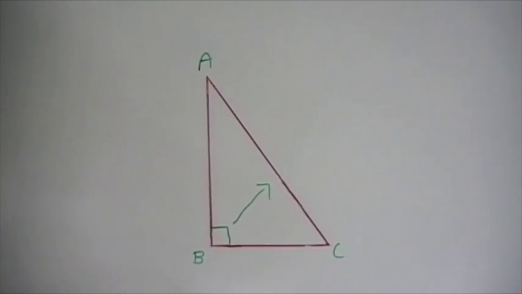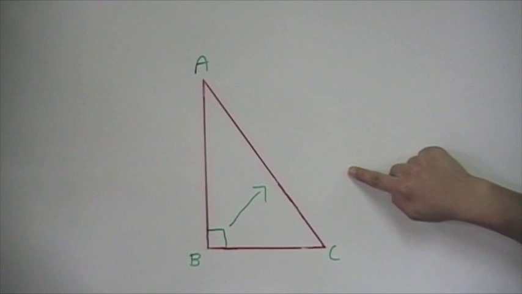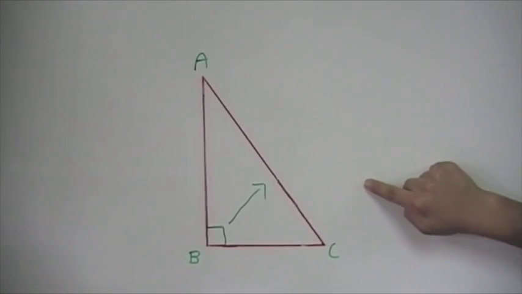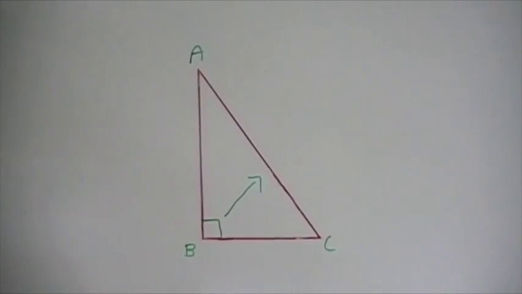So which side is the hypotenuse in this triangle? AC, because this side is the longest side and it is opposite the right-angle symbol.